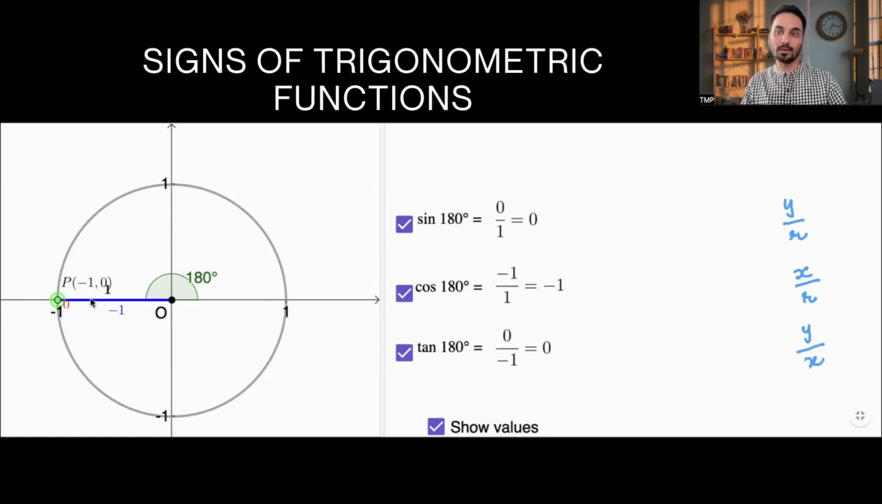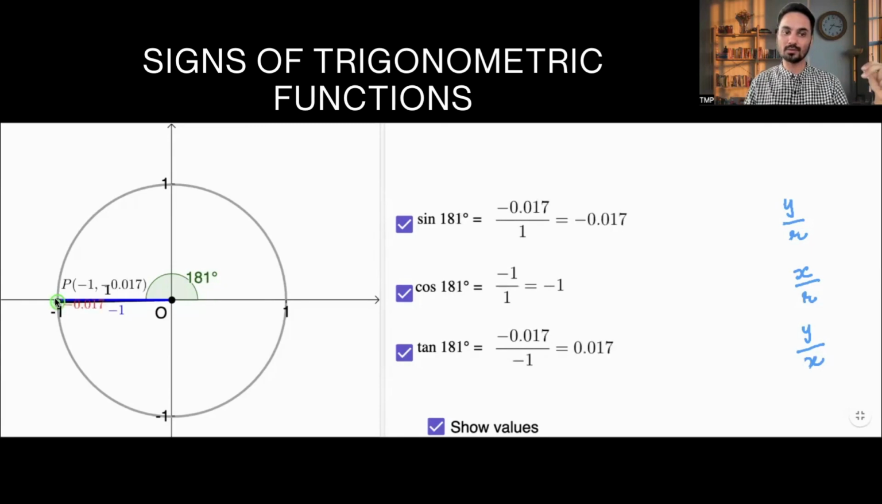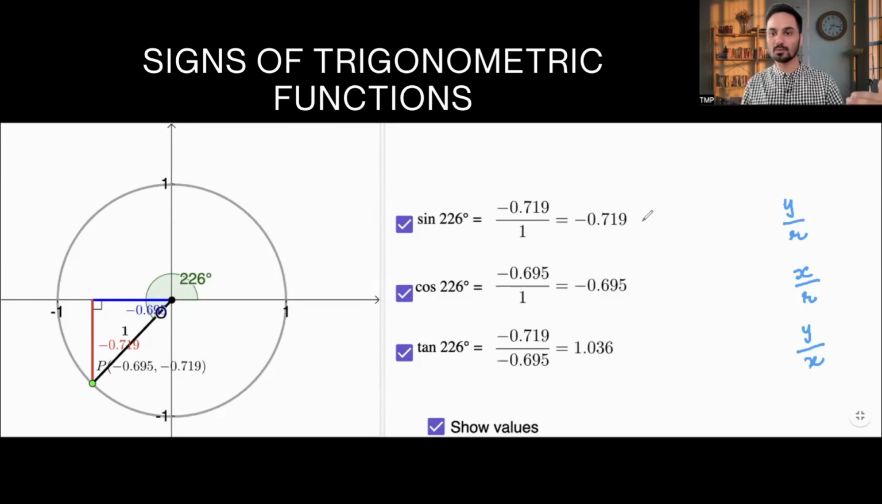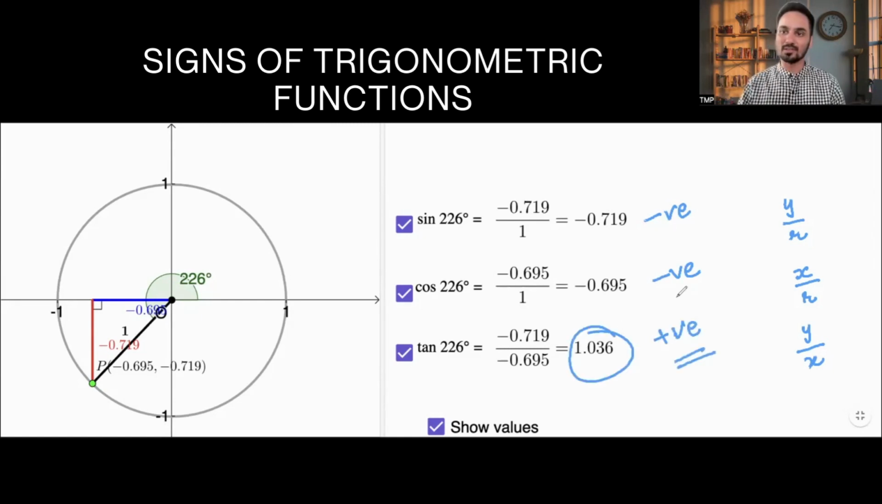Moving into the third quadrant, we know that in the third quadrant, both x and y are negative. And if we go into the third quadrant and change the angle, you'll see that the value of sine is negative and the value of cos is also negative. But the value of tan is positive. And can you tell me the reason why?